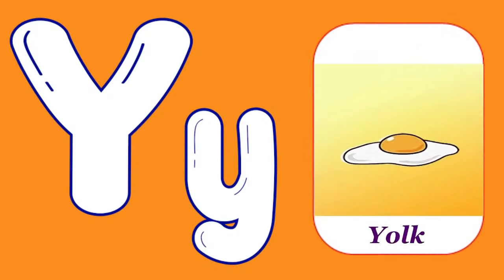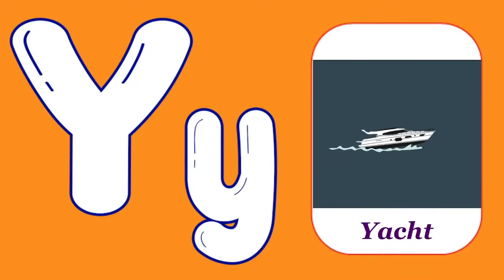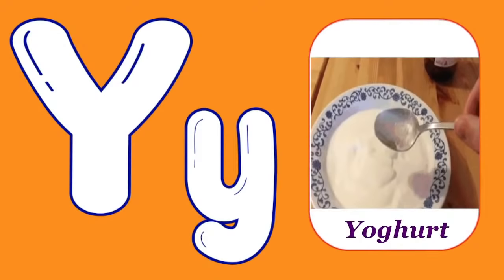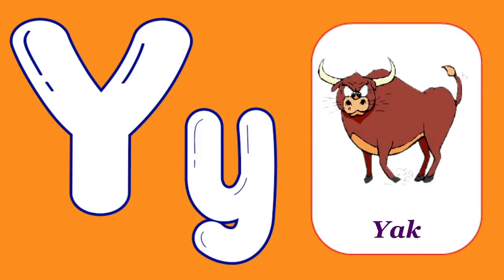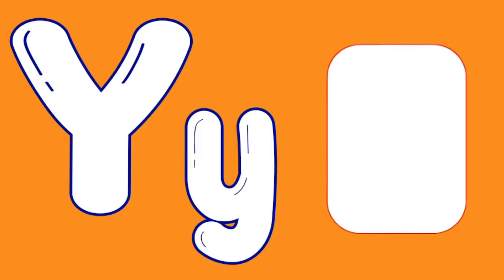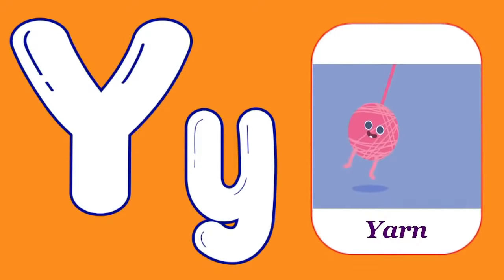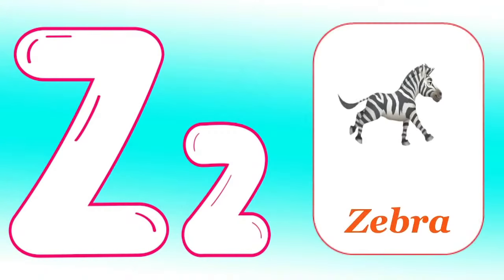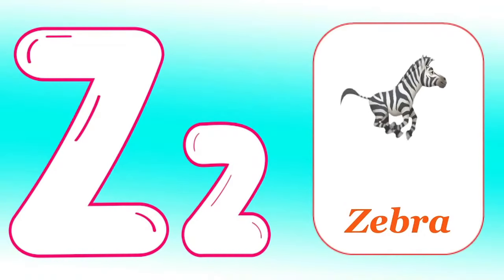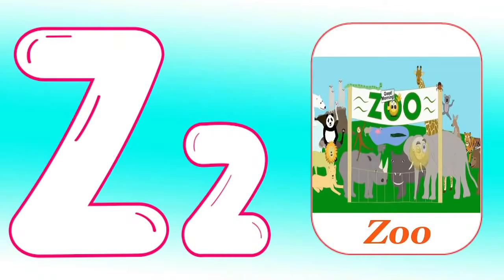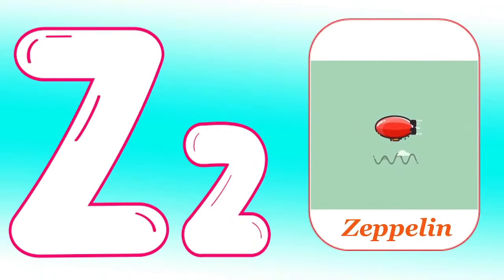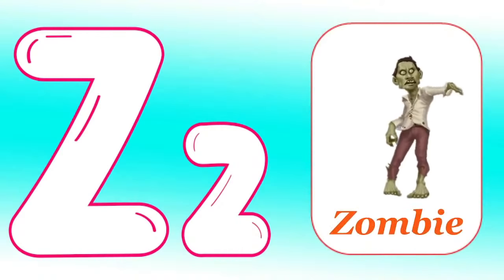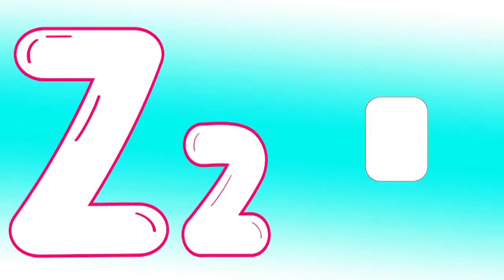Y for yacht. Y for yogurt. Y for yolk. Y for yarn. Z for zebra. Z for zoo. Z for zipline. Z for zombie. Z for zigzag.